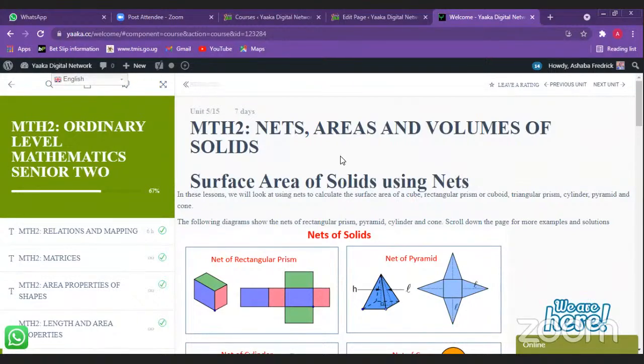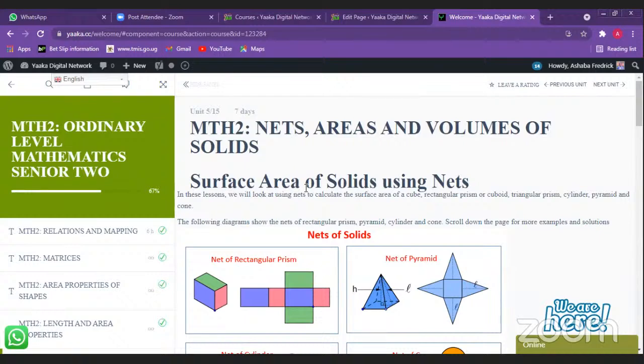So today we are looking at nets, areas, and the volumes of solids as our next unit. We finished a unit on matrices. However, most of you haven't handed in your work, some work that I was giving you, but we got done with the matrices. So you can as well attempt the assignment on it.